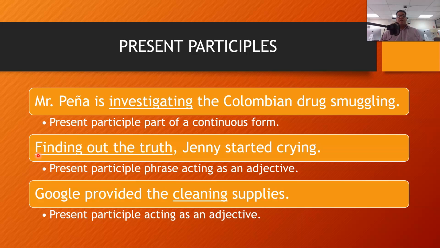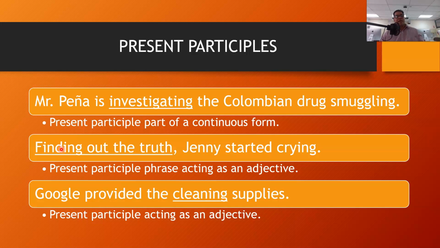The next example. Finding out the truth, Jenny started crying. Averiguando la verdad. Yes. Averiguando la verdad, Jenny comenzó a llorar. That means to say that she was doing this action. She was doing this action, finding out the truth, and while she was finding out the truth, she started this action. She started crying.